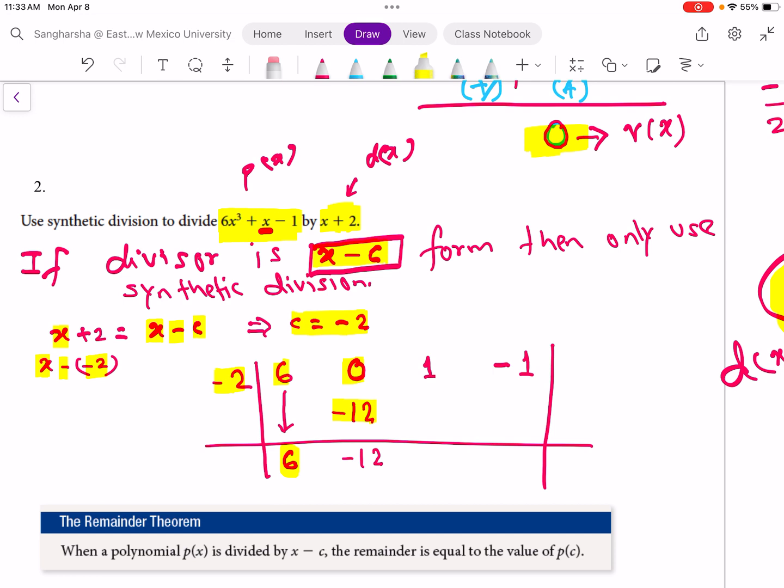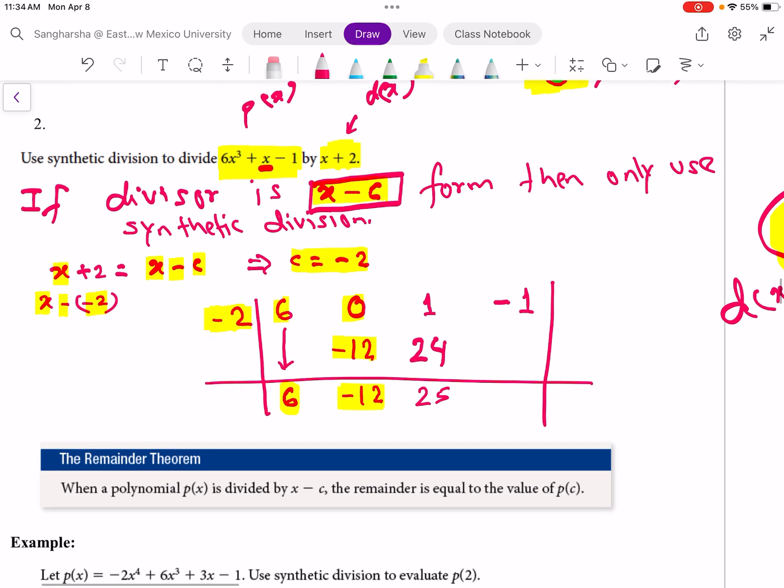Now we repeat the same process. So we multiply this -12 and this -2 and write below the next coefficient. So -12 times -2 is +24, and you write it down below the next coefficient. We do not change sign. So 1 is positive, 24 is positive, 1 plus 24 is 25.